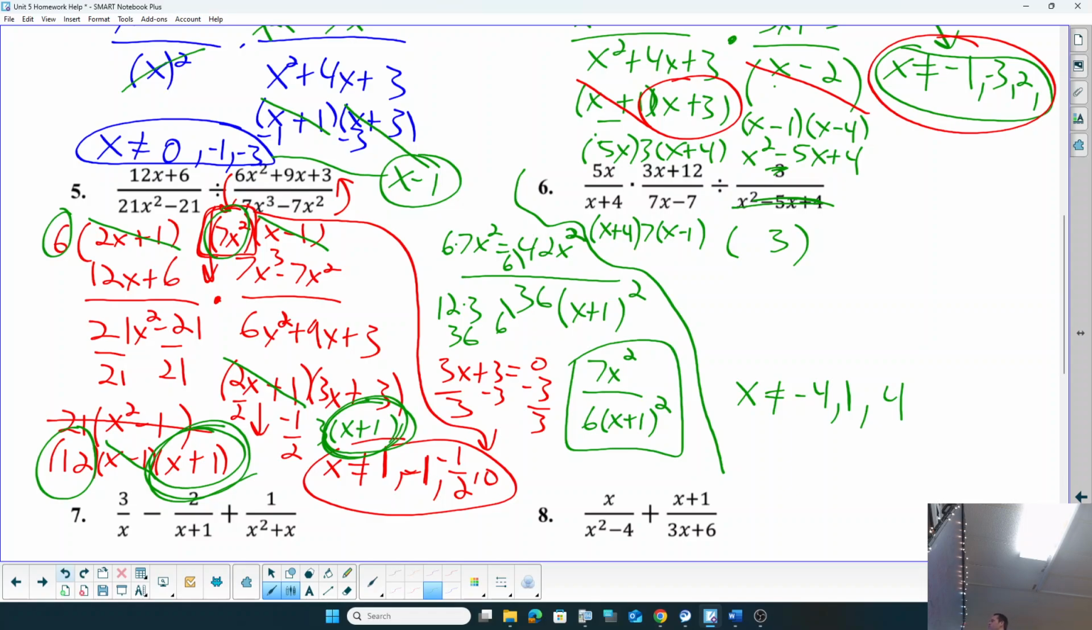Why not 0? There's a number by itself. Well, it needs to have an x there, which there's not, so it's not going to be 0.